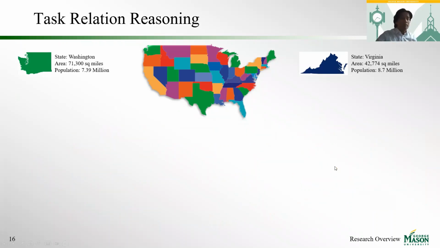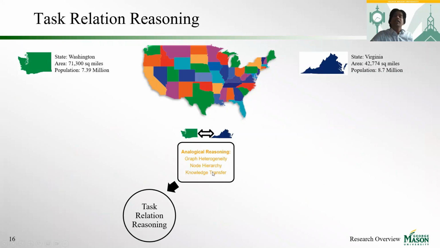Based on that, think about the research we did on analogical reasoning, where we take the graph heterogeneity and node hierarchy. Previously in path reasoning, we took the node heterogeneity, and now here we take the graph heterogeneity. At that time we took path hierarchy, now we are taking the node hierarchy. We implement that for a real-life implementation, knowledge transfer. That is our other word for task relationship reasoning. Finally, there is a model we propose, that is DeepGAR.